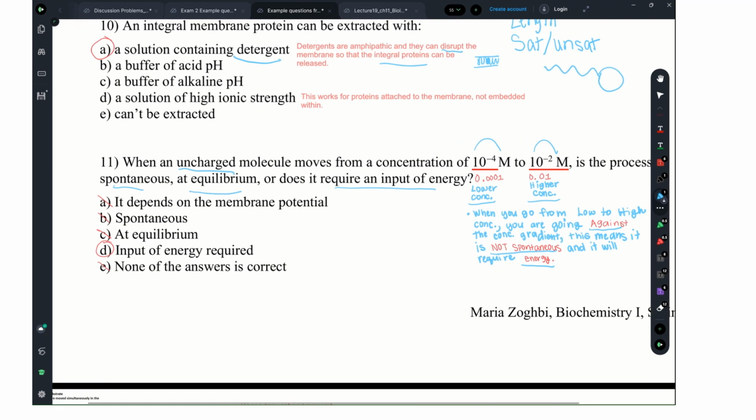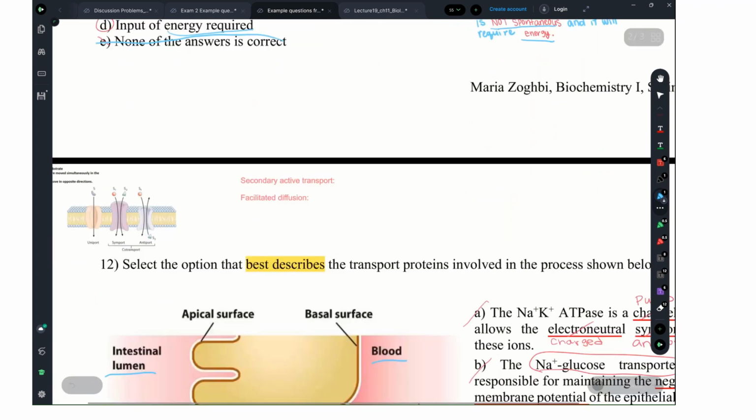So this is just knowing your vocabulary. So input of energy is required. This is not at equilibrium. This is not spontaneous. It does not depend on membrane potential. And one of those is correct.